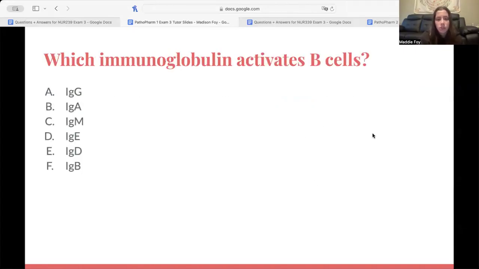Okay, here's another question. Which immunoglobulin activates B cells? Yeah, you guys are all right. That one's going to be E. That is the main function of IgD.